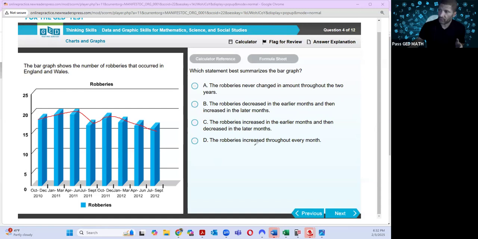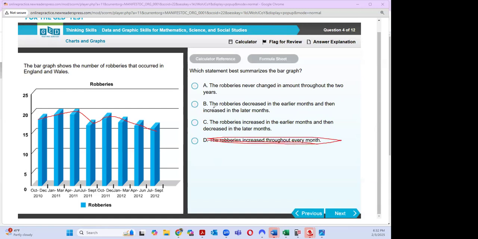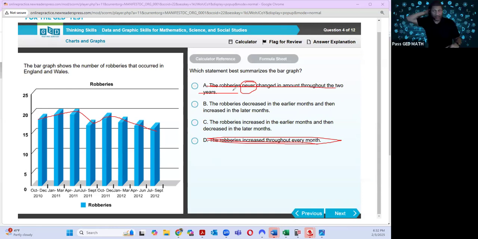So the robberies increased throughout every month. That's not true. So it's not D. And A, it said the robberies never changed, and that's not true. It did change. So right away, you know it's not A or D. So even if you don't know what this question is, at least now you've got a 50-50 chance. So did the robberies decrease in the earlier months and then increase, or did the robberies increase and then decrease in later months? Which one?